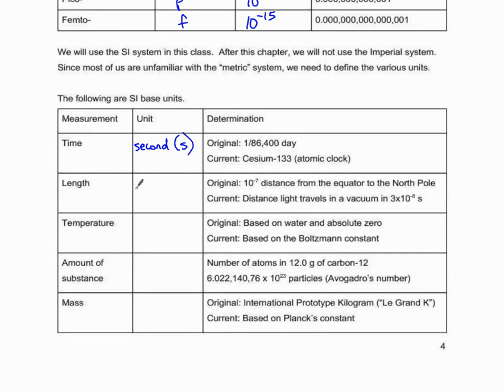For length, the SI unit is the meter. It is a lowercase m. So originally, it was considered 10 to the negative 7th, the distance from the equator to the North Pole, and I'm not sure how they measured that. Nowadays, they measure the distance light can travel in a vacuum in 3 times 10 to the negative 8 seconds. The speed of light itself is 3 times 10 to the 8th meters per second.